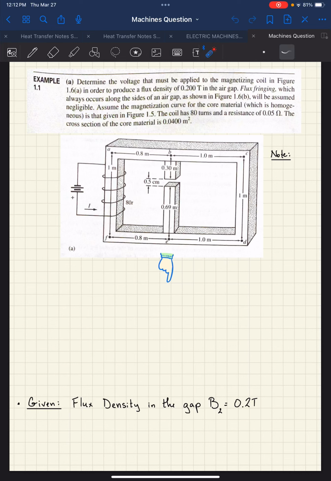Hello everyone, so this is example 1.1 from Hubert, the electric machines textbook. And this video is sort of a response to a question that was asked about how to solve this question. So let's take a look.